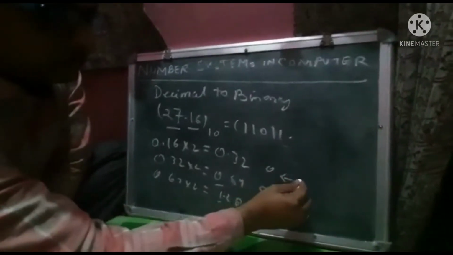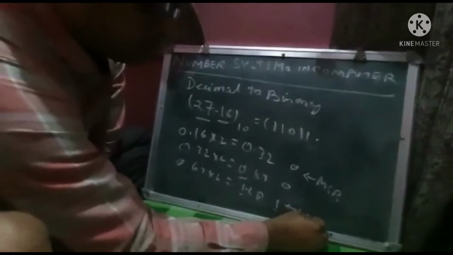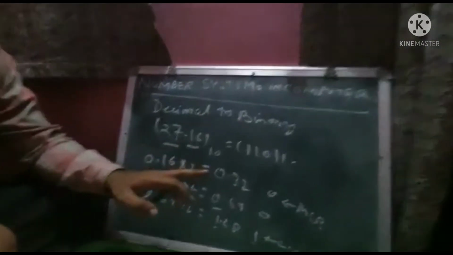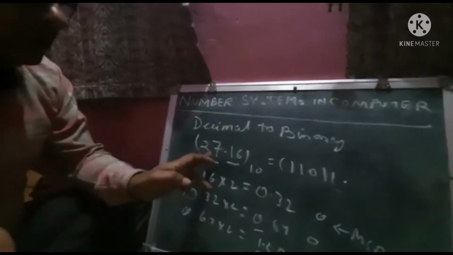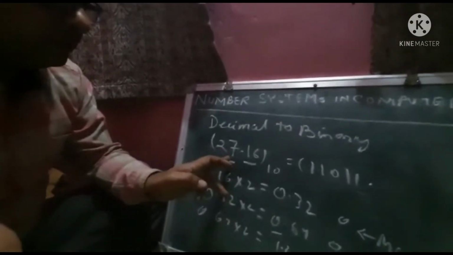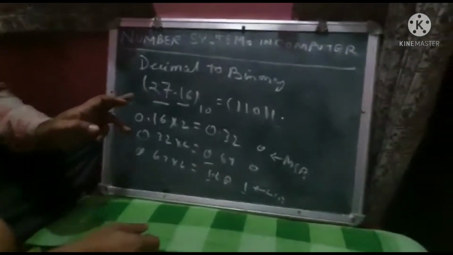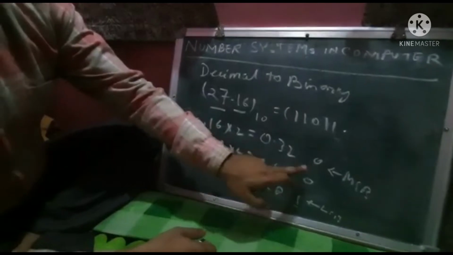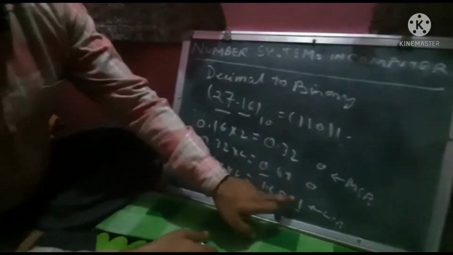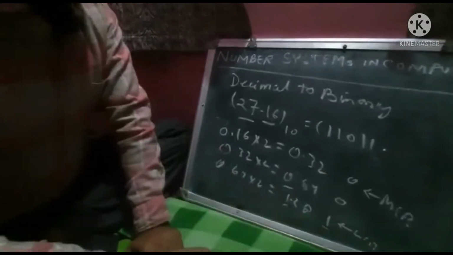Now this 0 at the first step is the most significant bit, and this 1 at the last step is the least significant. Compare it to the conversion of decimal to binary of the integer part. In the integer part we were getting the least significant bit first, and then going towards the left we were getting the most significant bit, but here we are getting it in reverse order. We get first the most significant bit, then towards the right we go on getting the next significant bits, and last we get the least significant bit.